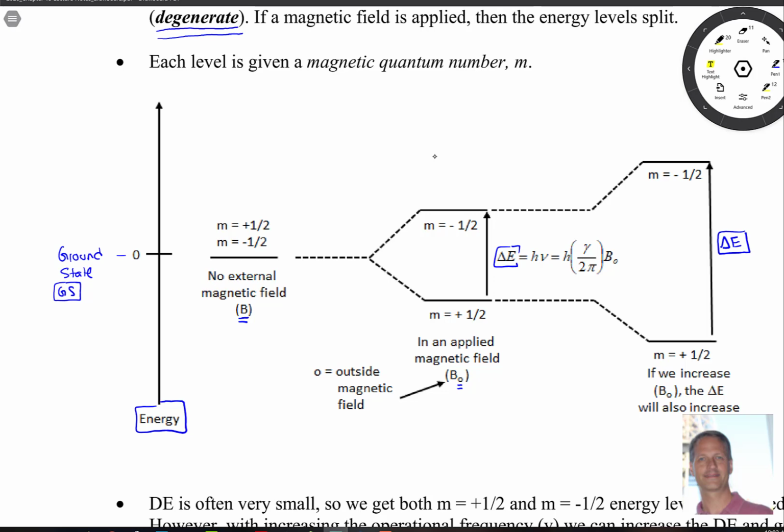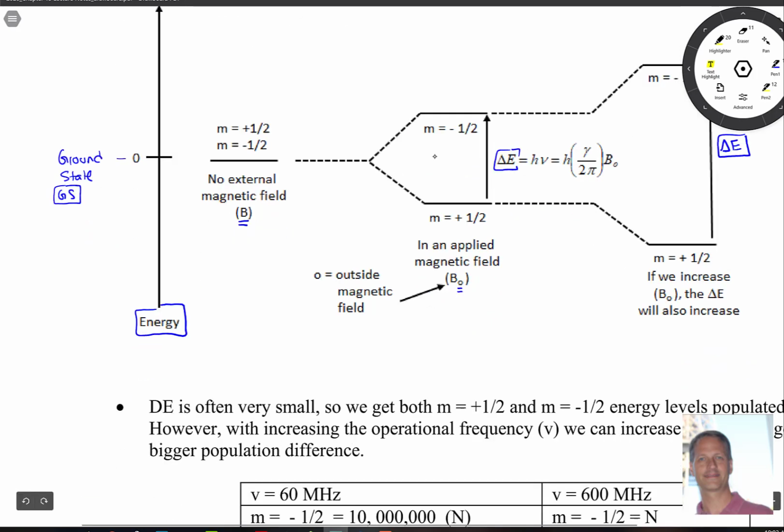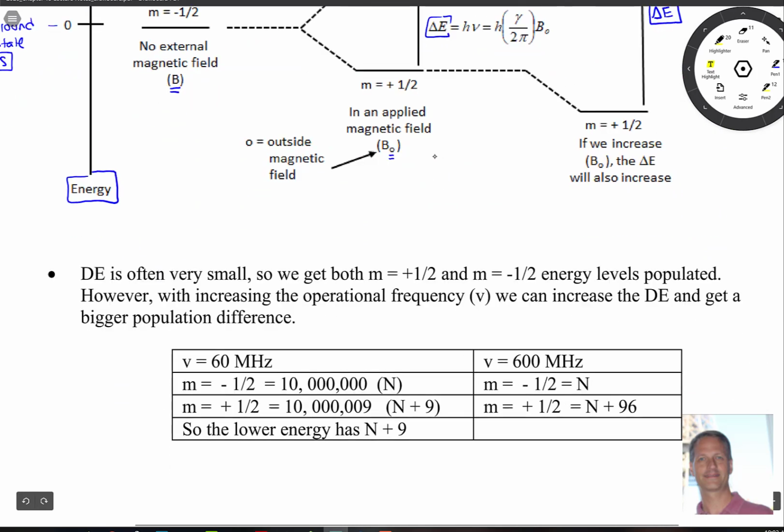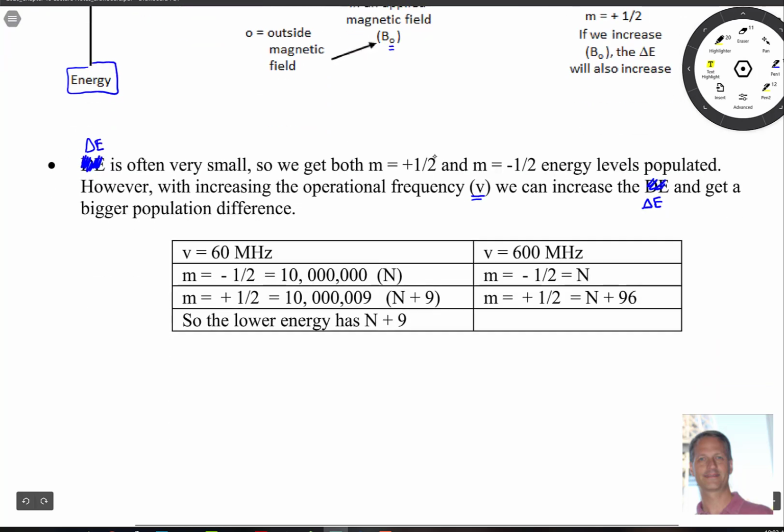Right? So it turns out that down here below, let's talk a little bit about this in more detail. So down here below, that little thing here, it's a delta E. It's often very small, so you get both the M plus 1/2 and minus 1/2 populated. If we increase the operational frequency, right, that's this, then we can increase the delta E and get a larger population difference. So let's look at some energies down below. So it's 60 megahertz. Right?